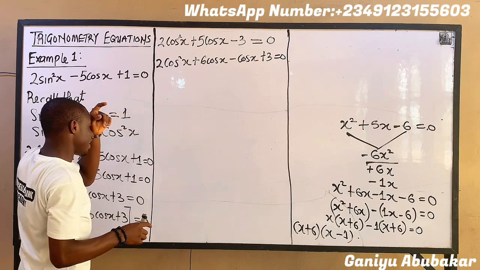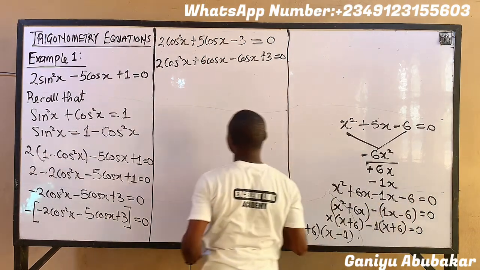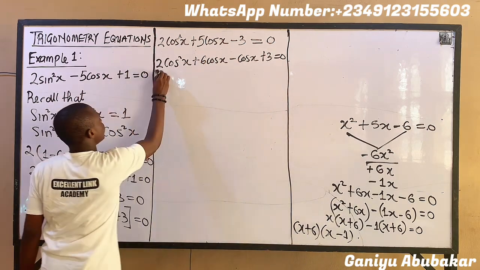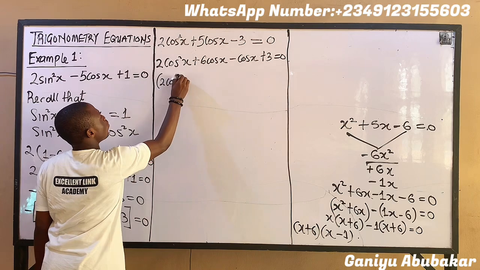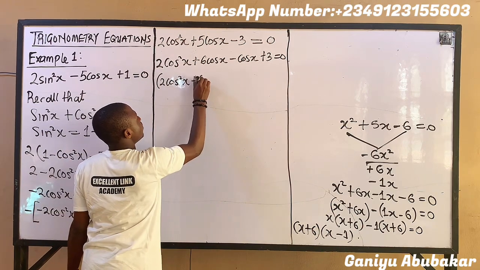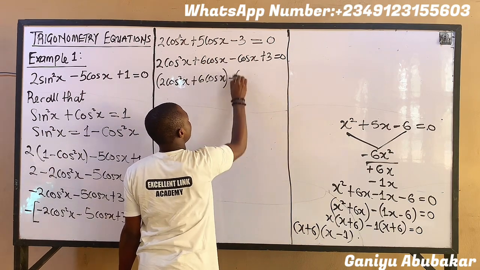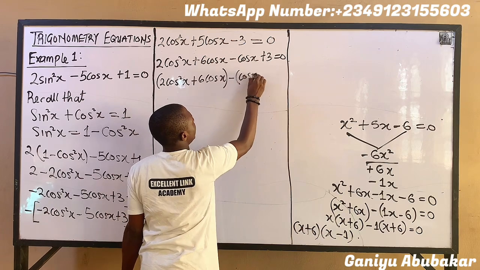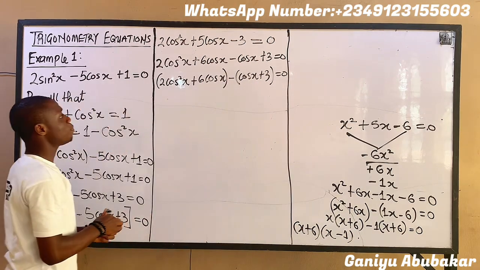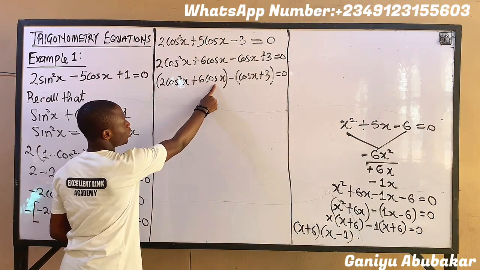At this point, what's the next task? You said grouping. You group these two, and similarly I'll group these two, in twos. I'll have 2 cos squared x plus 6 cos x. Then this one gives minus cos x plus 3, being equal to 0. At this point, what comes to mind? Factorizing. Cos is common here.